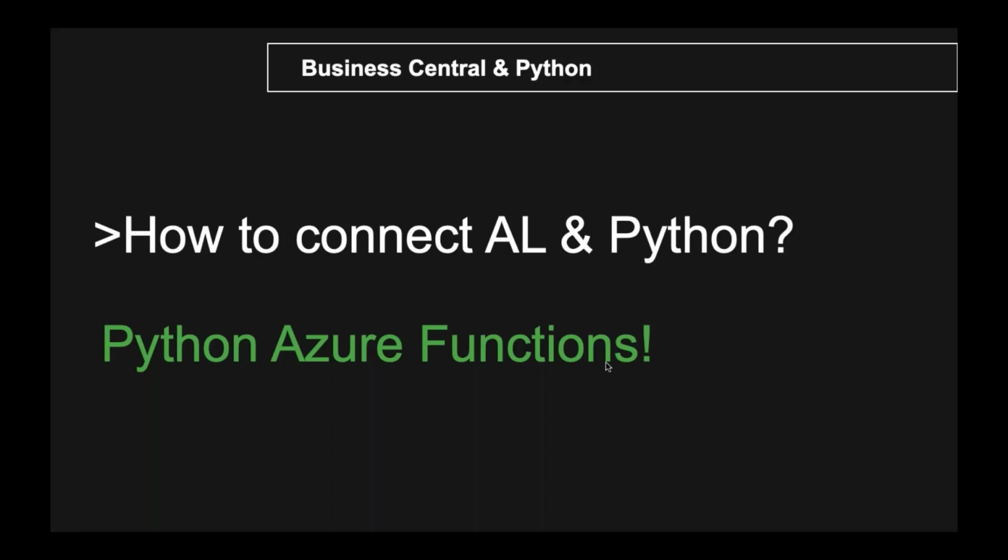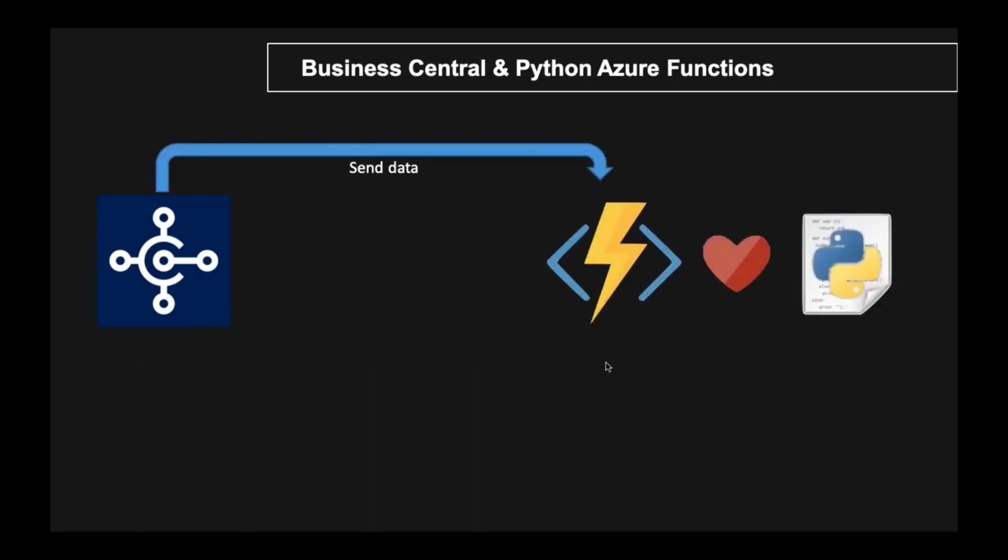And yeah, the idea is that you can execute Python code in Azure Functions and call that from Business Central. So you have Business Central with data, and you have Azure Functions with Python support. So you send data to Azure Functions, and you receive insight back.